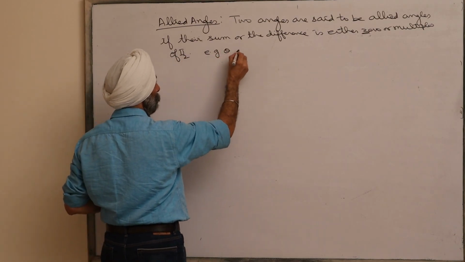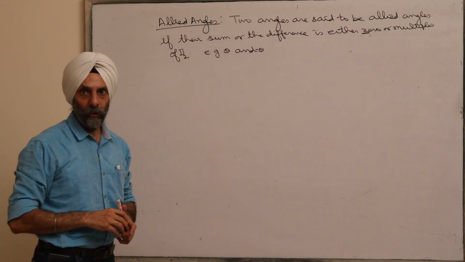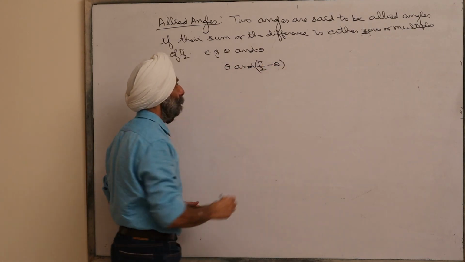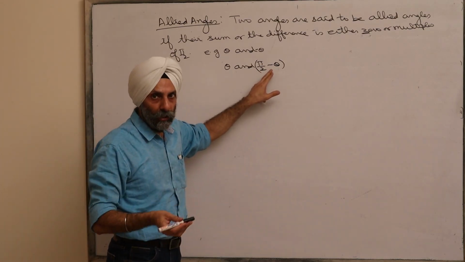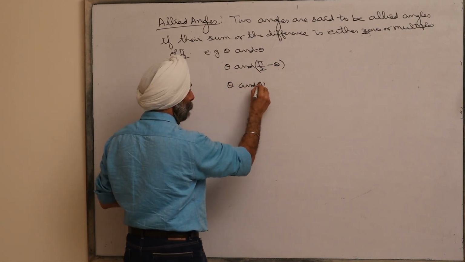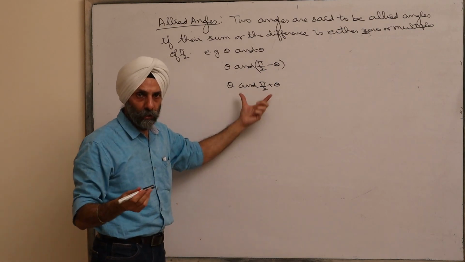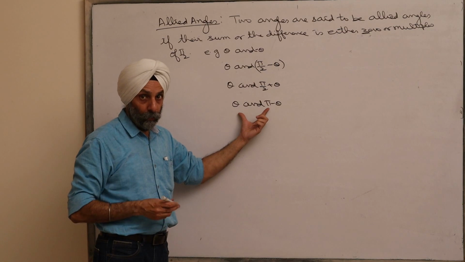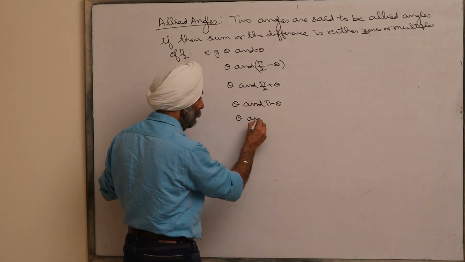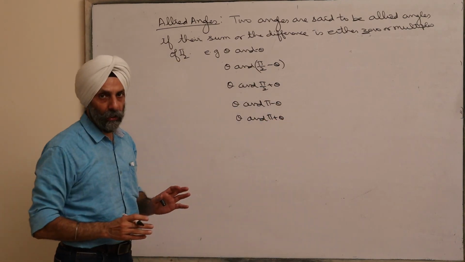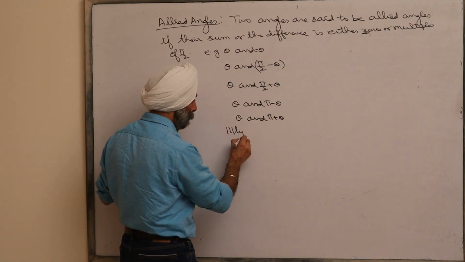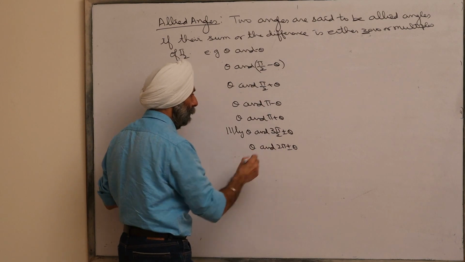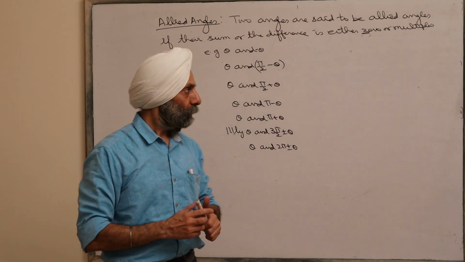For example, theta and minus theta, because their sum is 0. Now theta and 90 minus theta, you can see that their sum is a multiple of 90 degree, or theta and 90 plus theta. Why? Because their difference is 90 degree. Or theta and 180 minus theta. Why? Because their sum is pi, which is a multiple of 90 degree. Theta and pi plus theta, their difference is, that is your multiple of 90 degree. So similarly, theta and 3 pi by 2 plus minus theta, theta and 2 pi plus minus theta. So all these are the examples of, that is your allied angles.